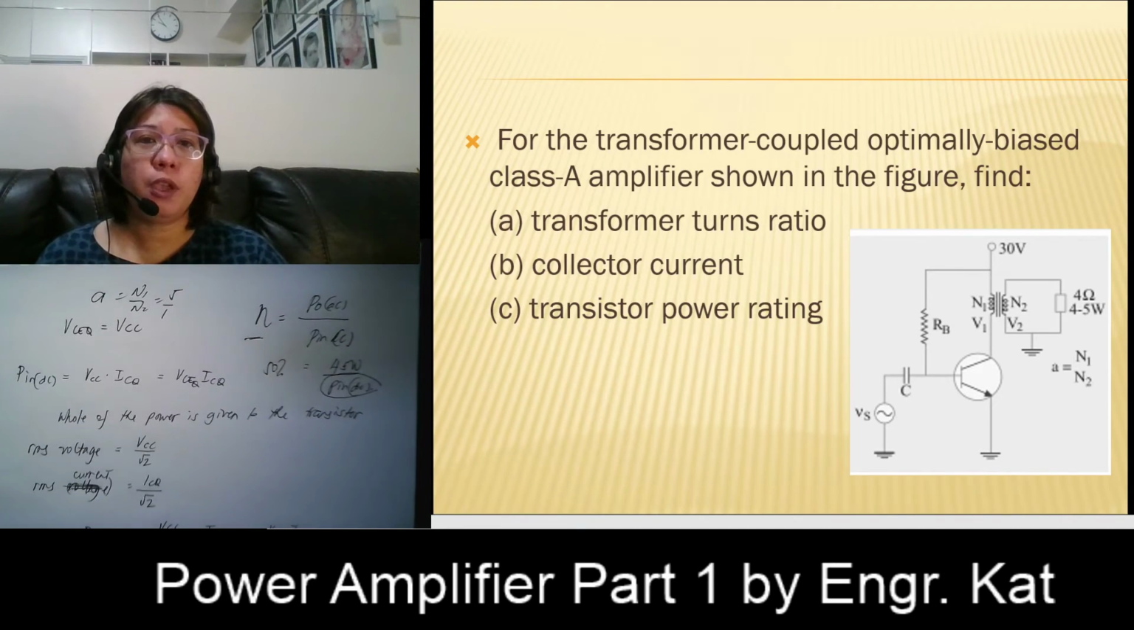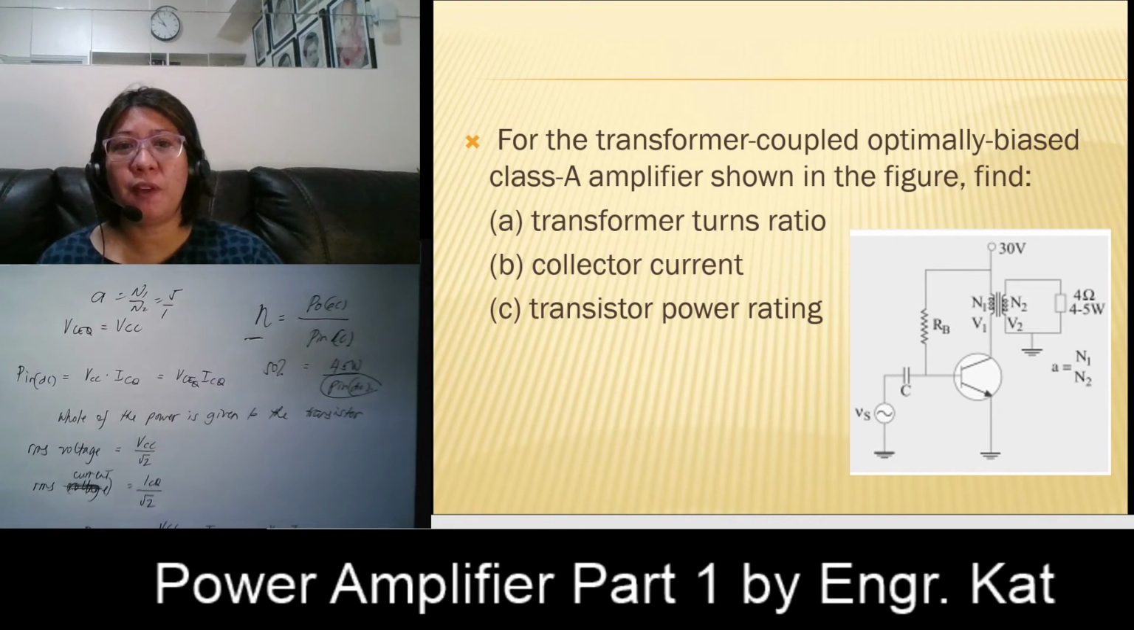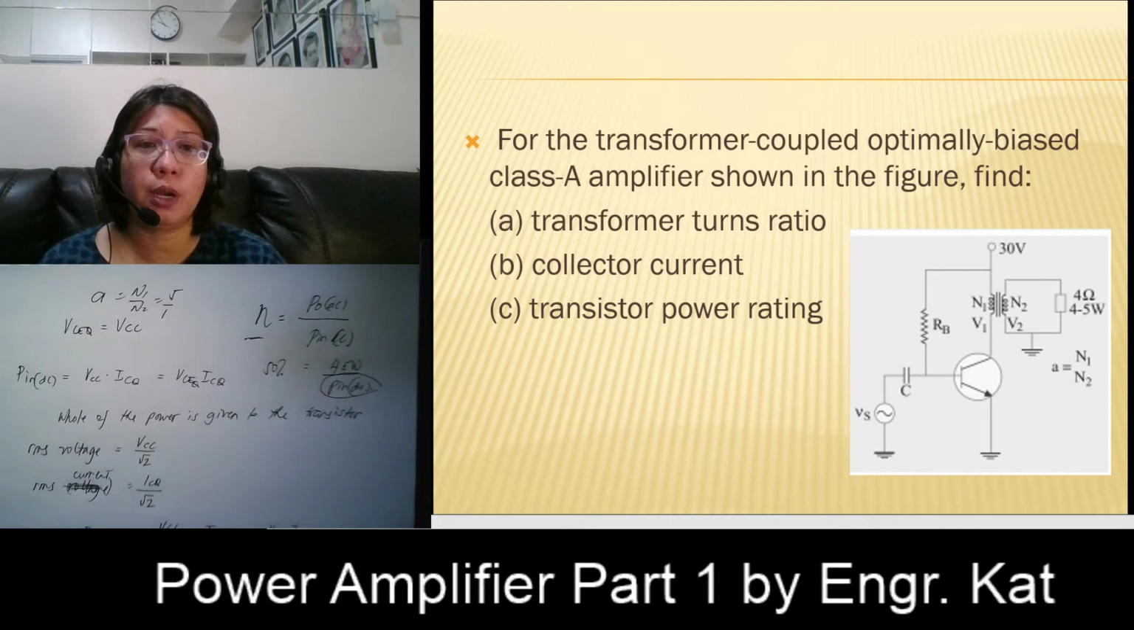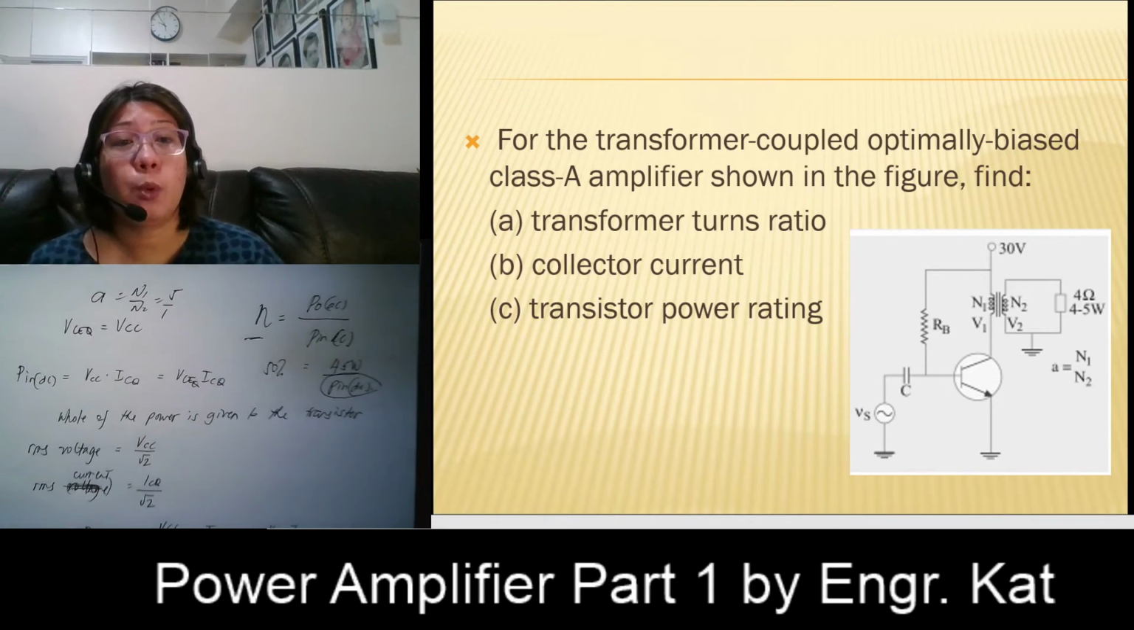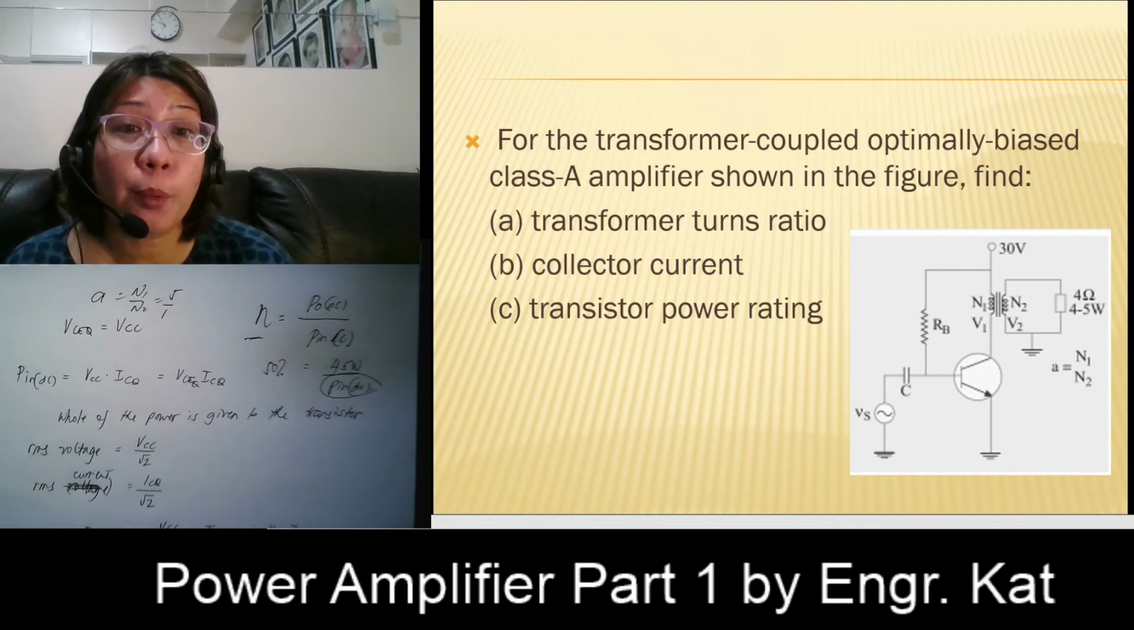Okay, so for an optimally biased class A amplifier shown in the figure, we have to find the following: the transformer turns ratio, what type of transformer we're going to use. Is it a step up? Is it a step down? It depends on the transformer turns ratio. Then the collector current and the transistor power rating. So here is our circuit. Your VCC is 30 volts. We have your primary winding, your primary side, your secondary side, and your RL, which is equivalent to 4 ohms. We have the power across your load, so that is 4.5. So it is not 4 to 5, it's 4.5 watts.